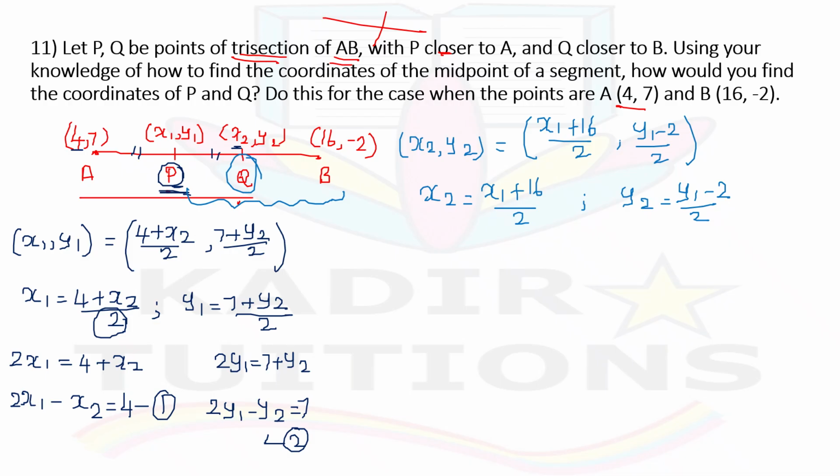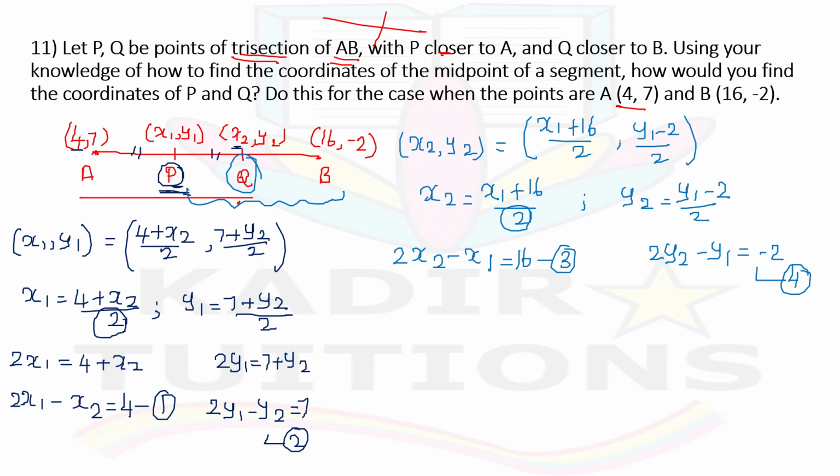Now move this common denominator 2 to the other side. You will get 2x2, and if I move this x1 to the other side, I'll get minus x1 equal to 16. Mark this as equation 3. Over here it is 2y2 minus y1 equal to minus 2. This is equation 4. As of now, we have 4 equations. Using these 4 equations, we are going to find the 4 unknown variables, that is x1, y1, x2, y2. We'll see that now. So how can we proceed with this?